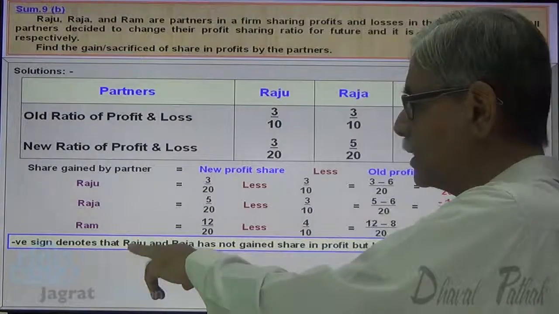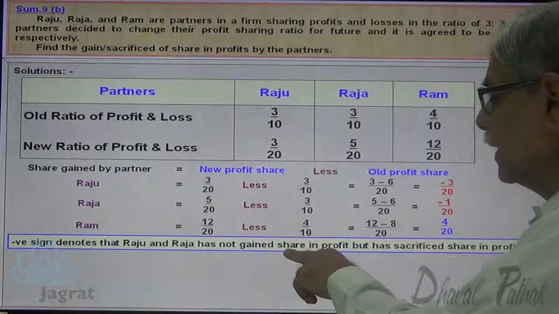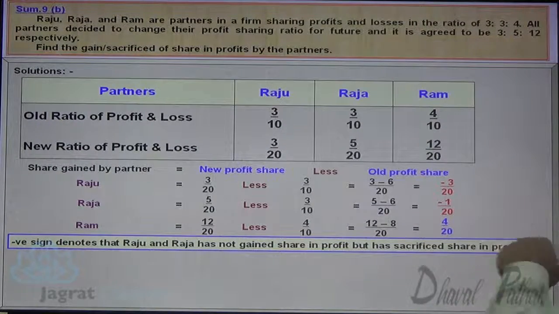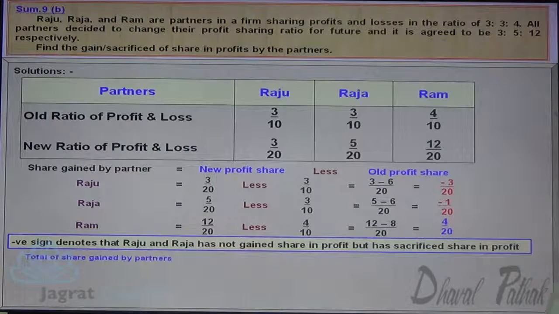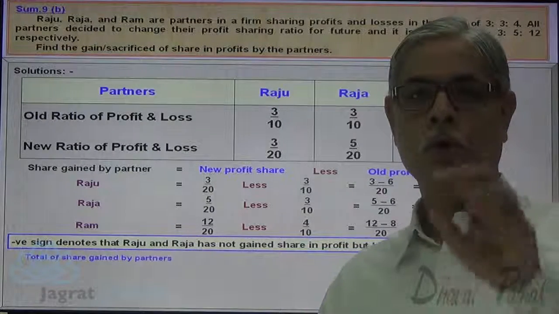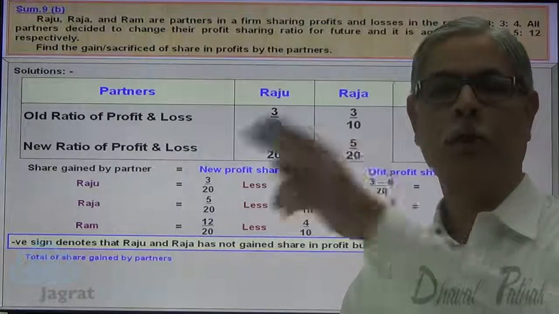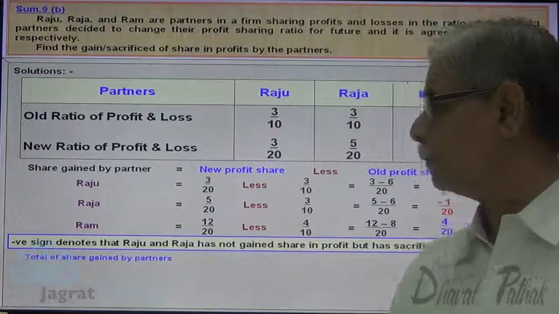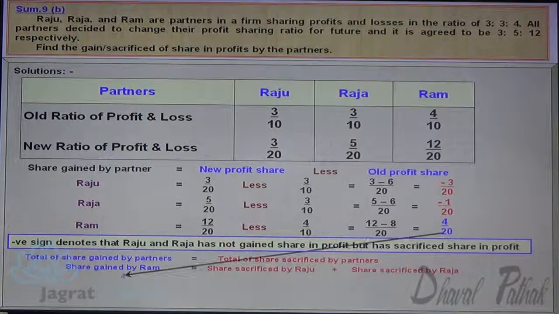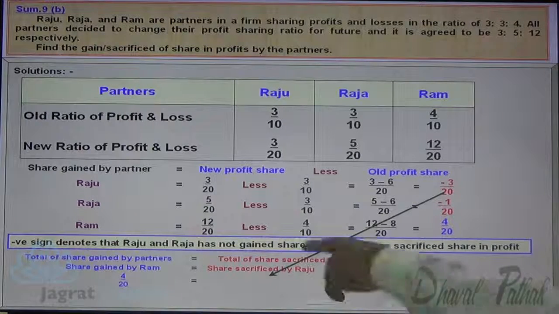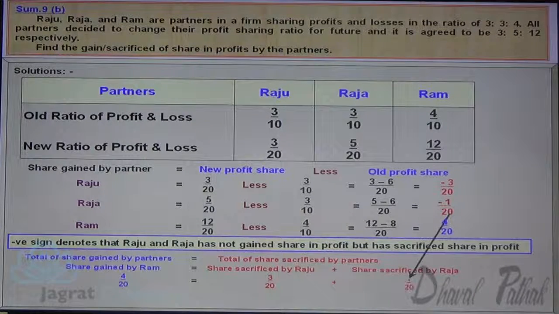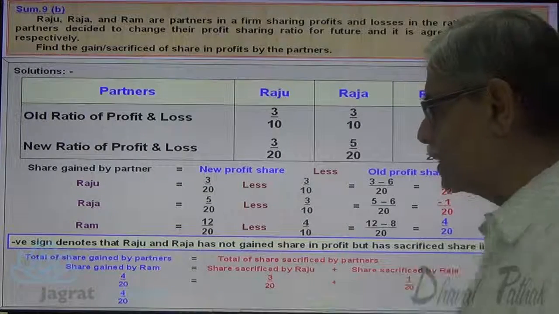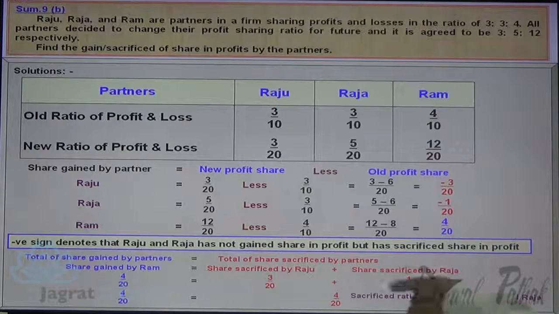The negative sign denotes that Raju and Raja have not gained share in profit but have sacrificed share in profit. Now, as usual, same observation. Total share in profit gain is always equal to total of share in profit sacrificed. So here Ram has gained 4 by 20, sacrificed by Raju 3 by 20 and 1 by 20. So 3 by 20 plus 1 by 20, 4 by 20. So 4 by 20 is the gain and 4 by 20 is the sacrifice. Sacrificing ratio as usual, 3:1.